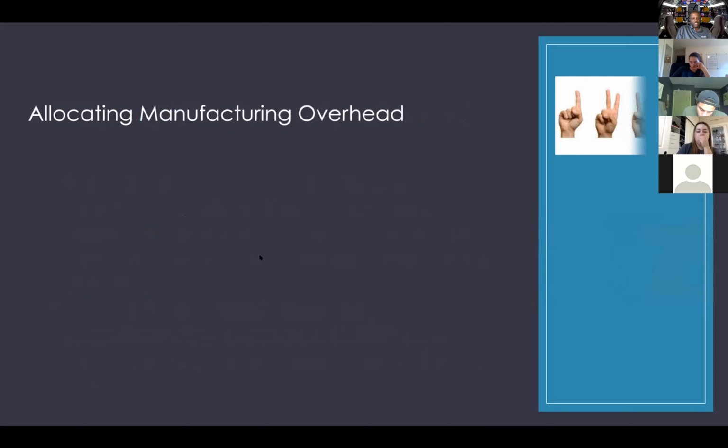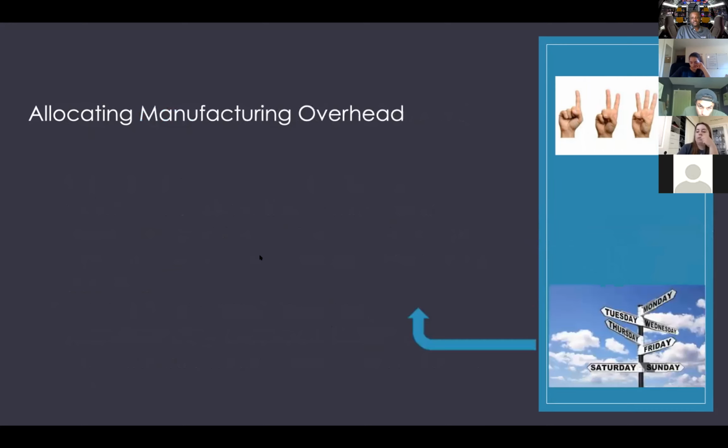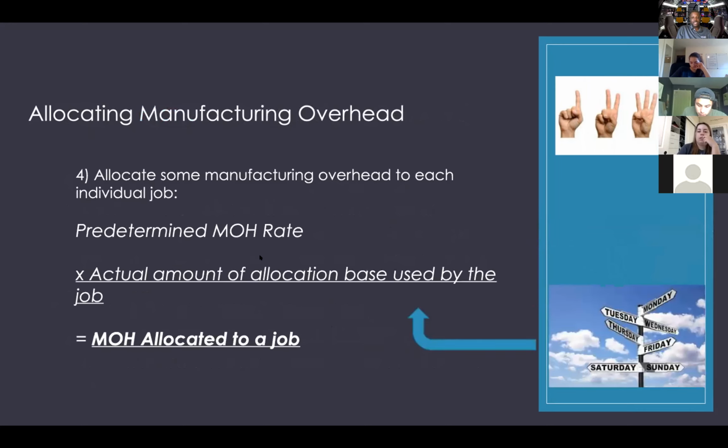And then step four, same thing. We're just talking about fixed cost versus variable cost. As the period begins and you start producing product, every time that you have a machine hour or a direct labor hour or a direct labor dollar, you allocate a portion to that specific job based on the predetermined fixed manufacturing overhead rate.